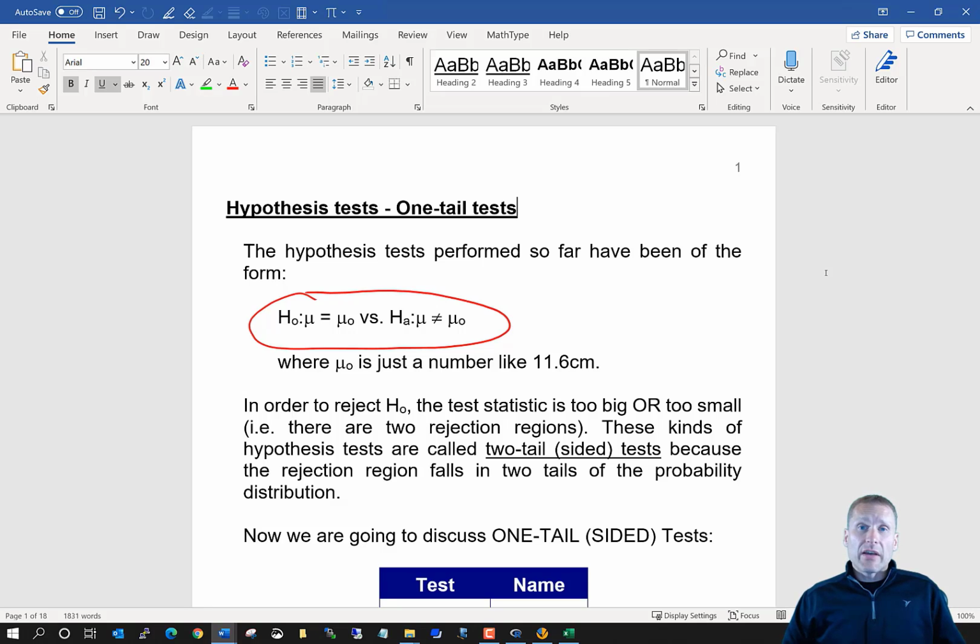Now, with a one-tailed test, you're just going to look in one direction, let's say too big only or too small only, corresponding to a set of hypotheses that are set up in a little bit of a different way.